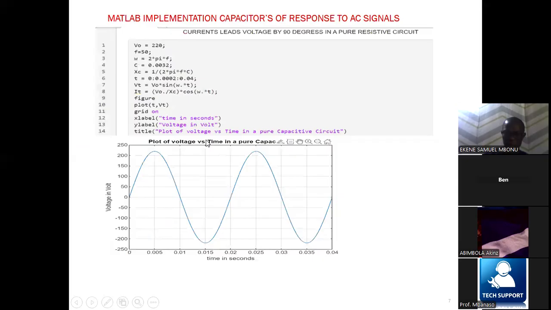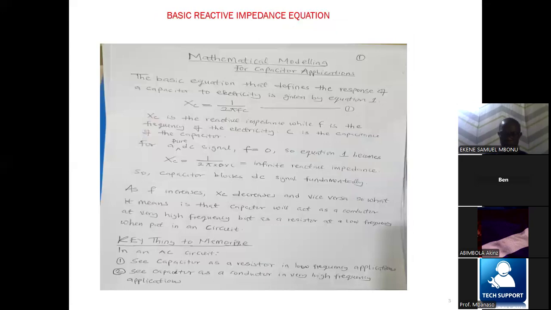Yeah. I was saying that the key thing to memorize is that at a very high frequency, you have to see a capacitor as a normal conductor, because the reactance will have diminished to almost 0.